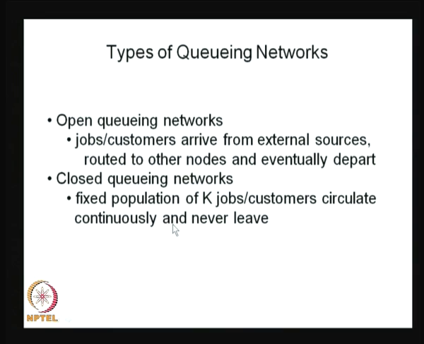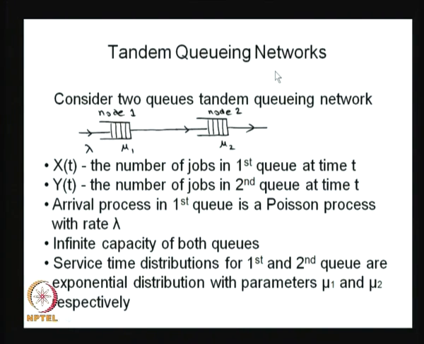You can always convert the closed queuing network into the open queuing network by including one source and a sink. So, in general we can classify the queuing networks as the open queuing network and closed queuing network. The tandem queuing network is a special case of open queuing network, in which all the nodes or the queues are interconnected in a series.